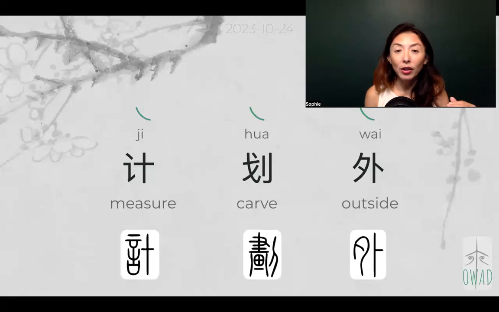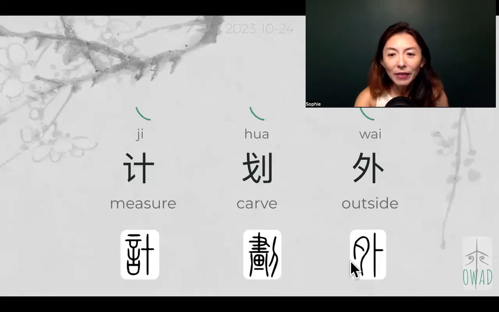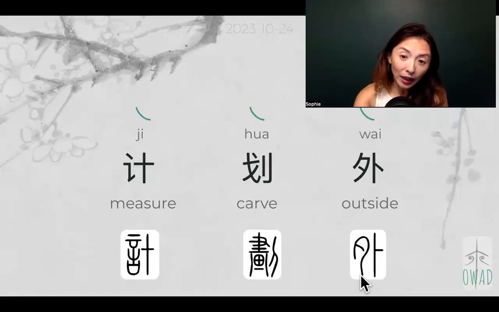So measure, step 1. Step 2 is to do something to it, right? So that's 计划. That's the Chinese way to say planning. Okay, why? We have this left and right structure. The left structure is the moon.